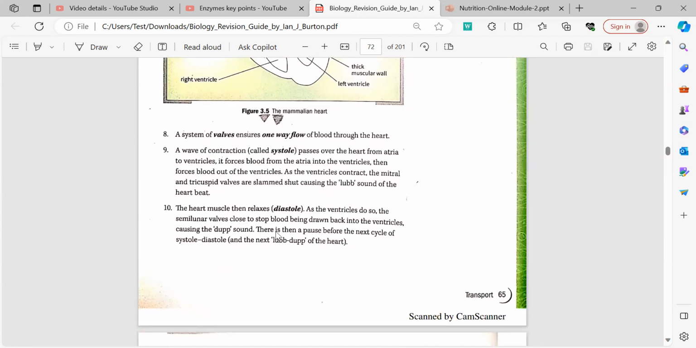Now there are two processes, systole and diastole. The contraction of the atria and ventricles is known as systole, whereas when the two relax, it is known as diastole. When they contract and the valves shut, this makes the lub sound, whereas when they relax and widen out, this makes the dub sound. The lub dub sound is also frequently tested in the MCQs.